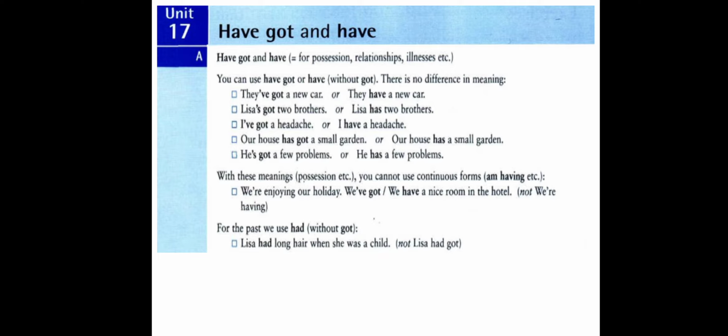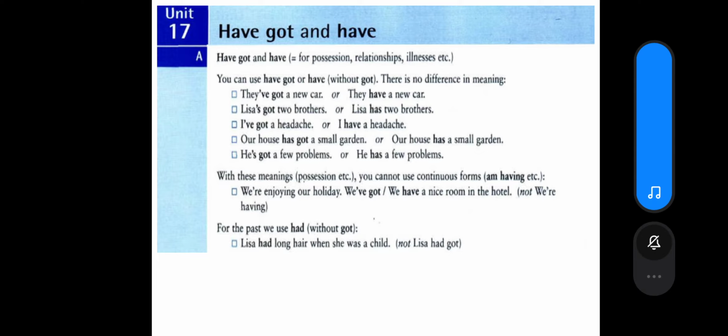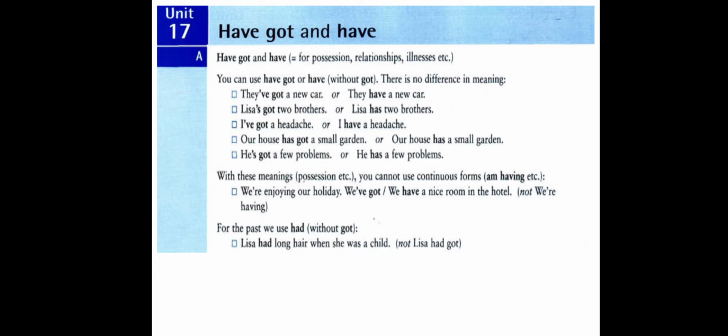For the past, we use had. So when we speak about a past possession, we don't use have plus got or the past of have plus got. We don't use had got. We just use the past of have, and the past of have is had. So we use had only to express a past possession.